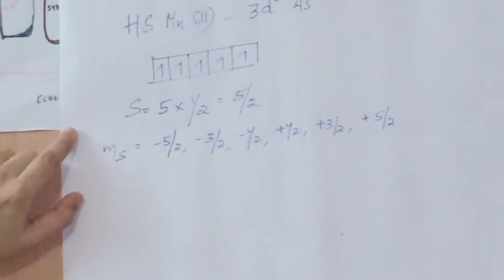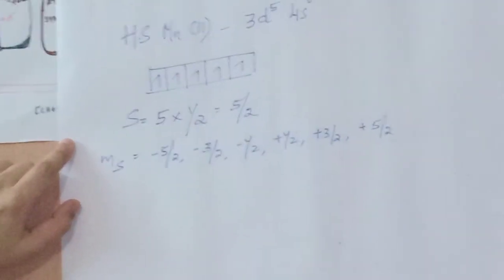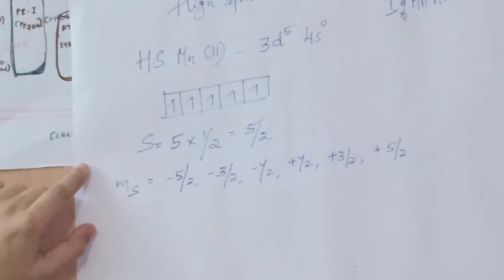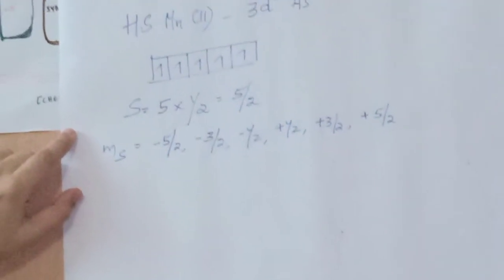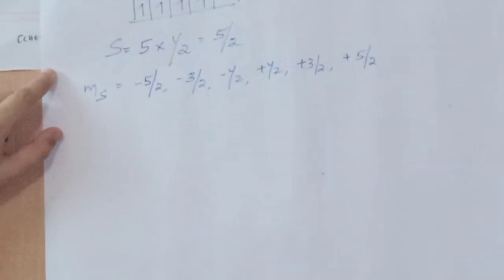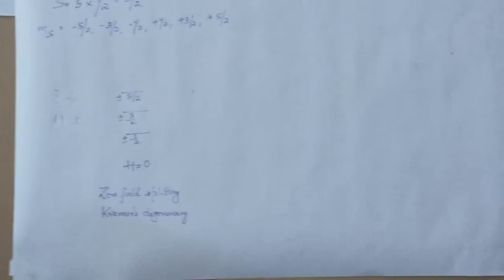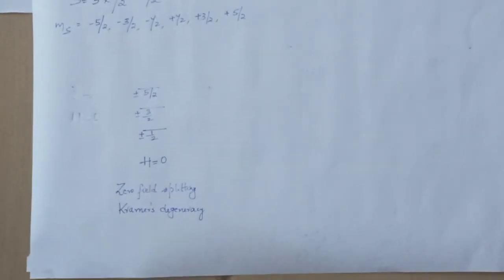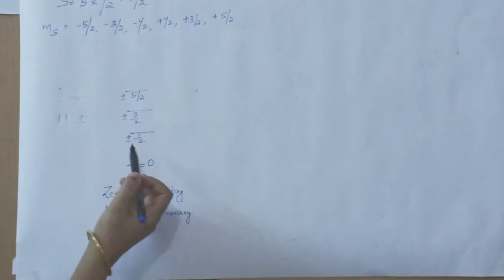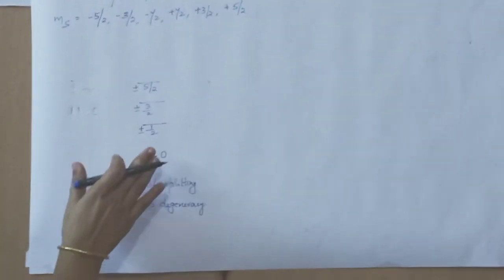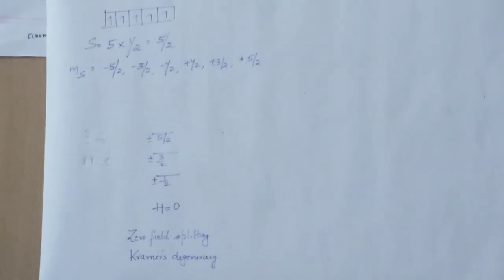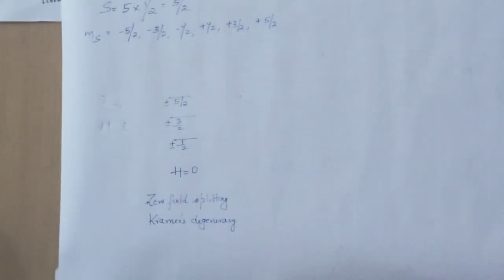Now, in the absence of a magnetic field itself, there will be zero field splitting because of the electron-electron interaction. There are 5 electrons. So in the absence of a magnetic field, the different spin states split into various energy levels: plus or minus 1/2, plus or minus 3/2, plus or minus 5/2. These 3 different energy levels exist. That is called zero field splitting.